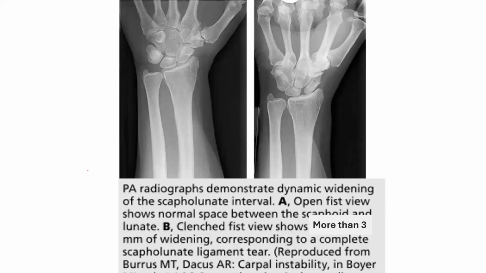Look at this X-ray. On the left-hand side, the hand is extended. There is no clenching. The fingers are extended. Look at the scapholunate gap. There is no gap. But on the right-hand side, you see that on clenching the wrist, look at the gap. It becomes more than 3 millimeters. There is a scapholunate dissociation.